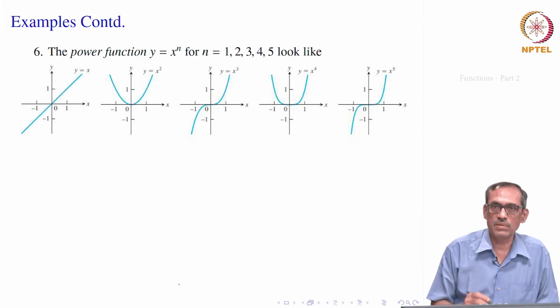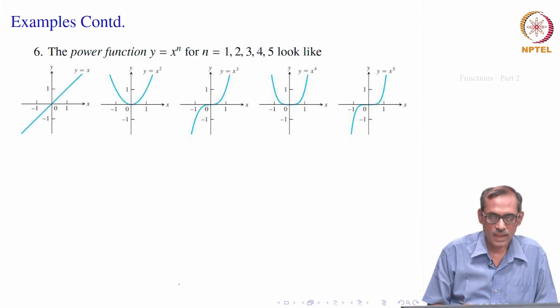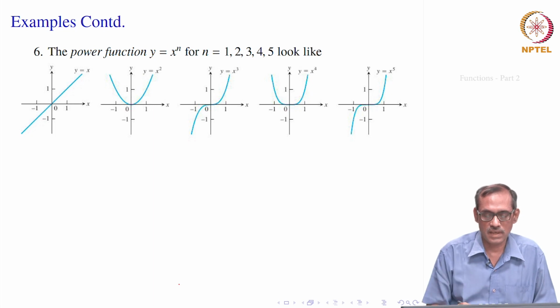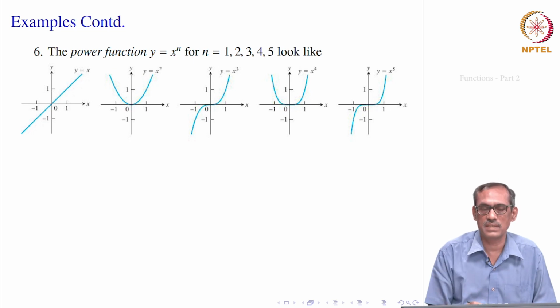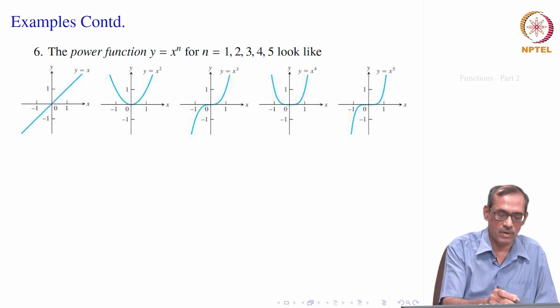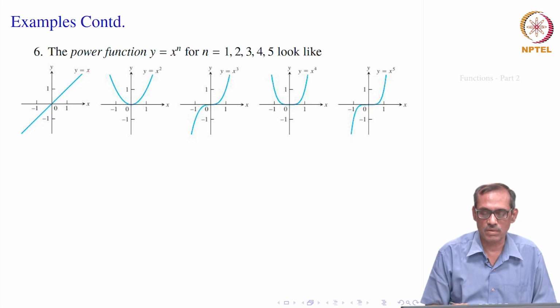So, we will continue for some more examples. Let us see the power function y equal to x to the power n, where n equal to 1. When you take n equal to 1, it is really the y equal to x function. Earlier we did the identity function, but now on the whole of the real line. So, it is the straight line y equal to x. That is how it will look.